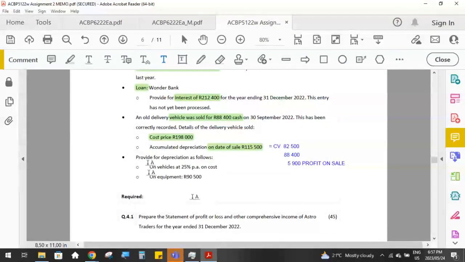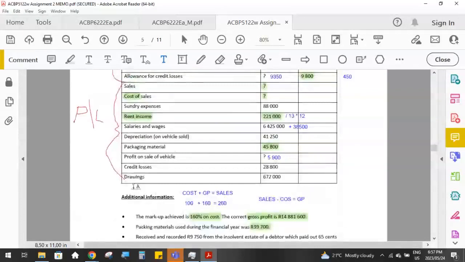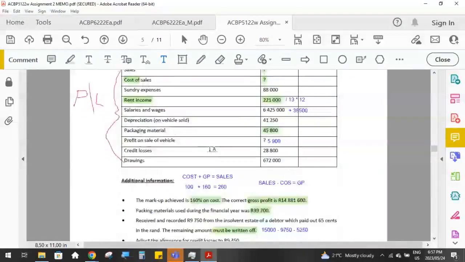And then provide for depreciation. So we haven't yet recorded our depreciation for the current year. We've got our depreciation account here, but this 41,250 is only the depreciation on that vehicle that was sold. Because remember, when we sell an asset, we have to calculate the depreciation for the current year up until the date that it was sold, so that we can calculate the profit on sale of the vehicle correctly. So depreciation on vehicles sold is 41,250.